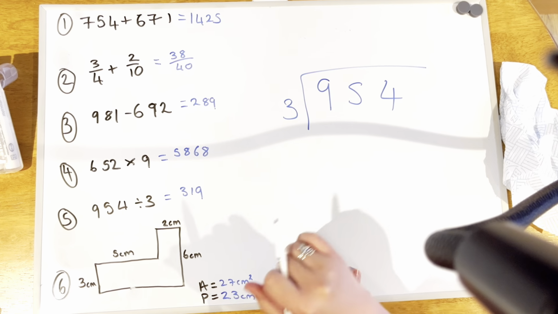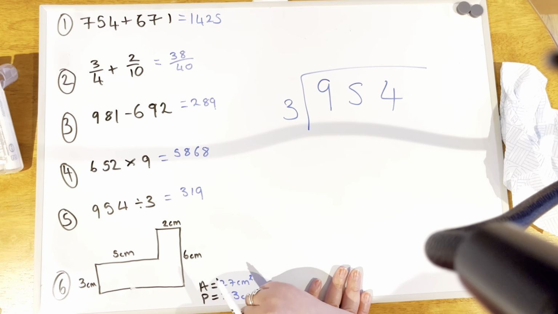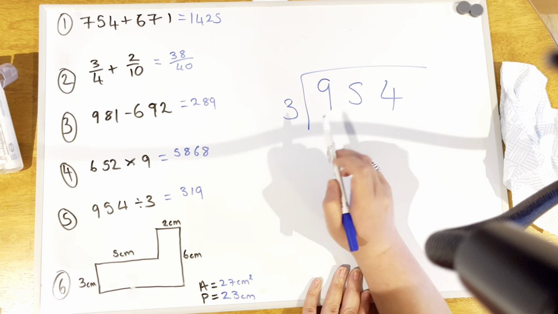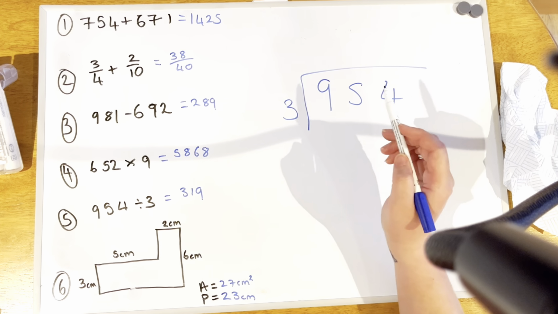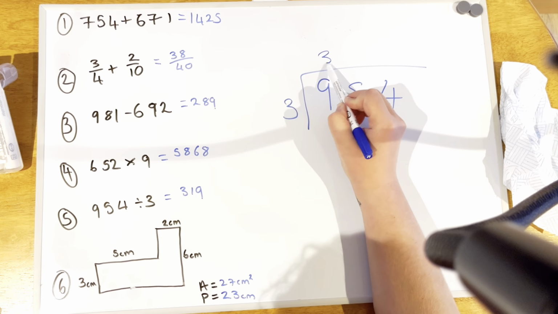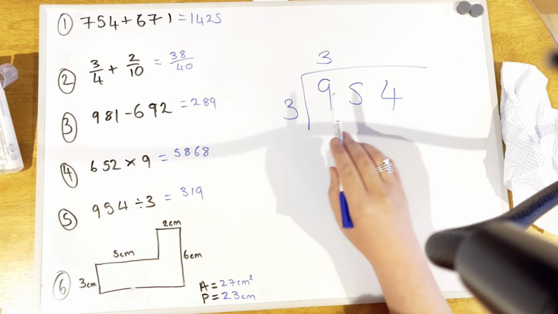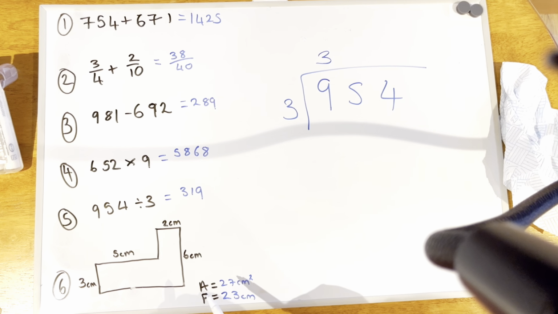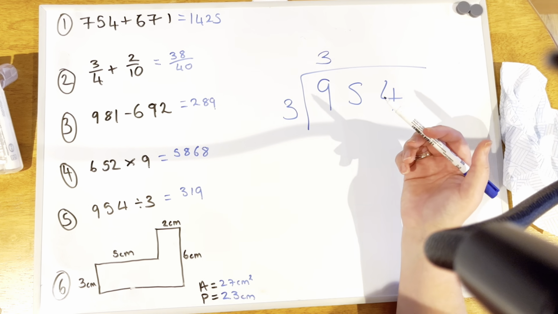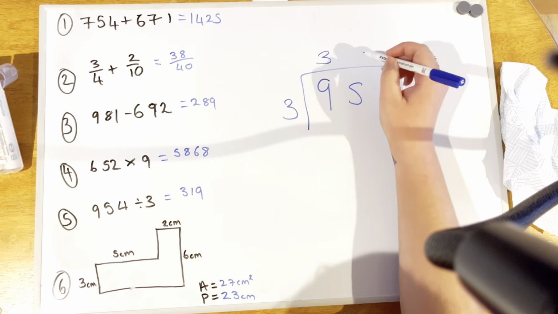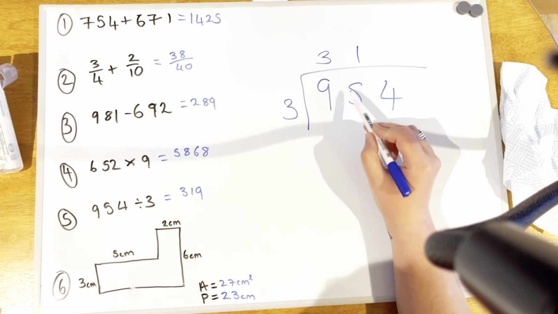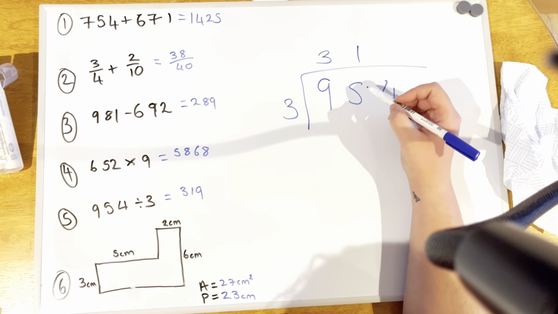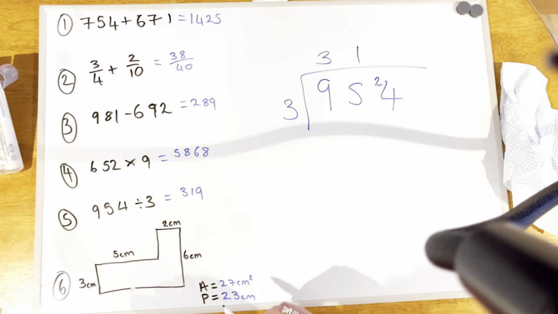So our next one, number 5, is 954 divided by 3. So we're going to use short division or the bus stop method for this one. So how many 3's go into 9? 3, 6, 9. 3 go into that. How many 3's go into my 5? 3, 6. Oh, that's too many, so we have to go back.